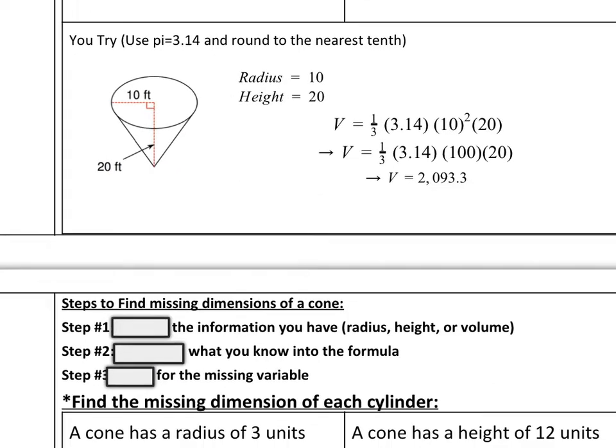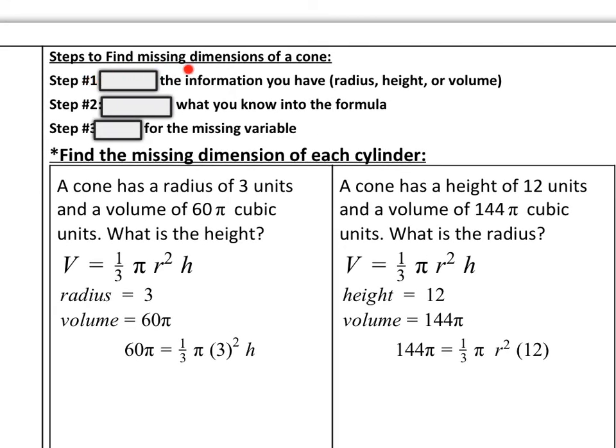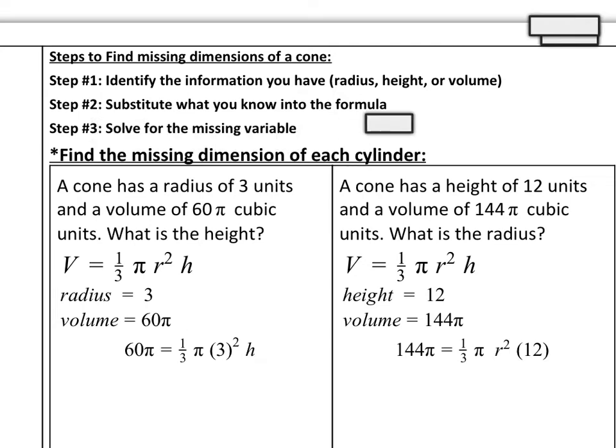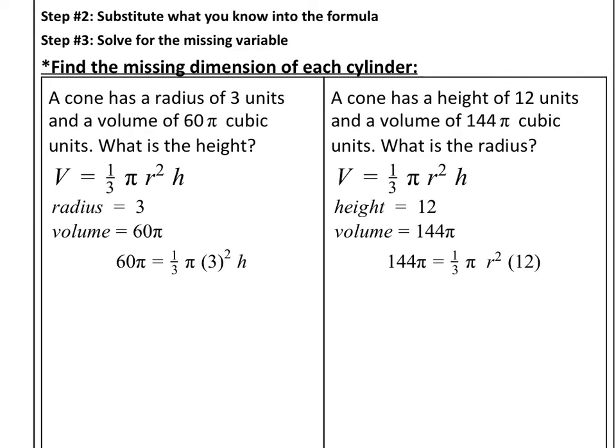Okay, flip your page over, and we're going to take a look at the steps to find missing dimensions of a cone. So step 1, identify the information we have. Cones, we can have radius, height, or volume. Use those to substitute what you know into the formula and then solve for the missing variable, just like we did with cylinders. Let's take a look at our couple examples here.